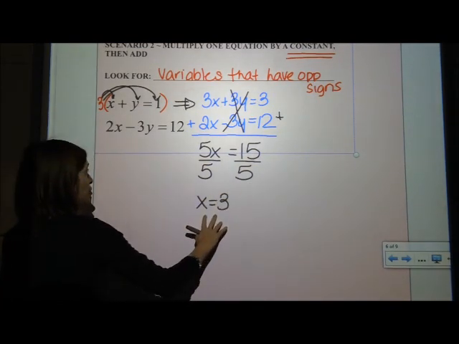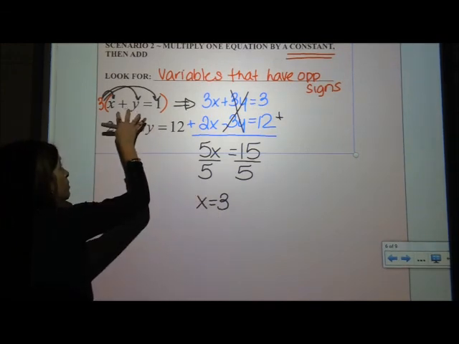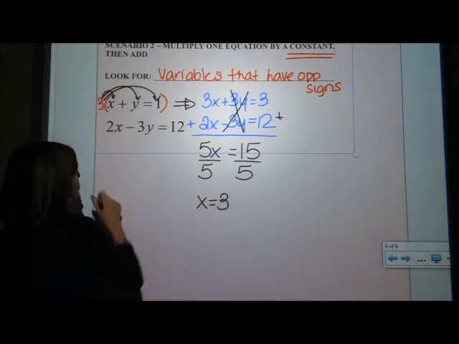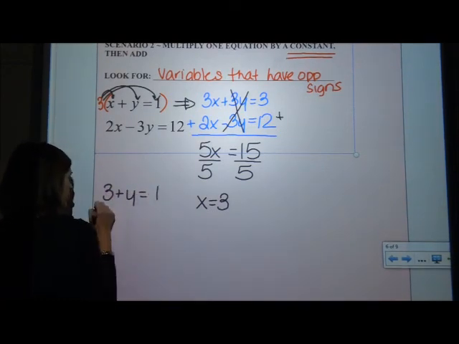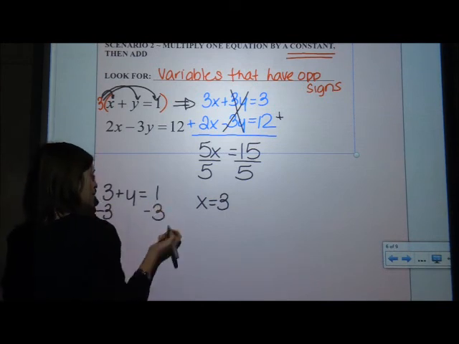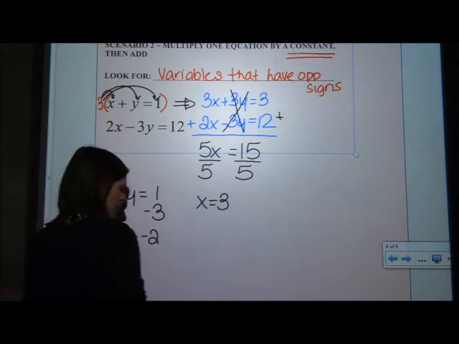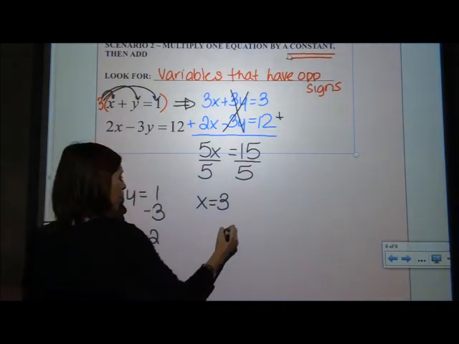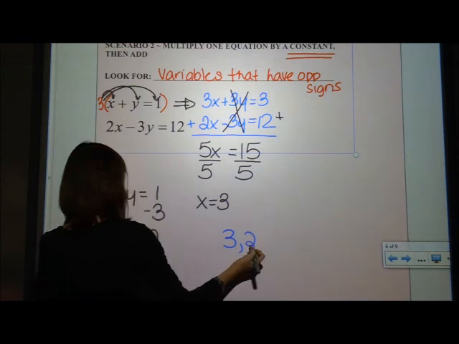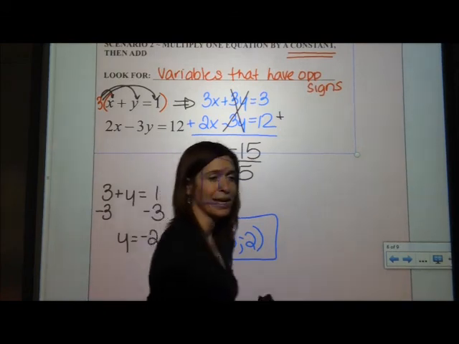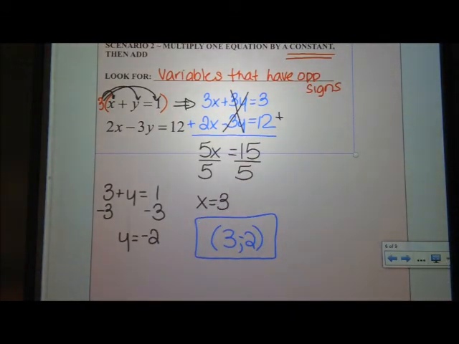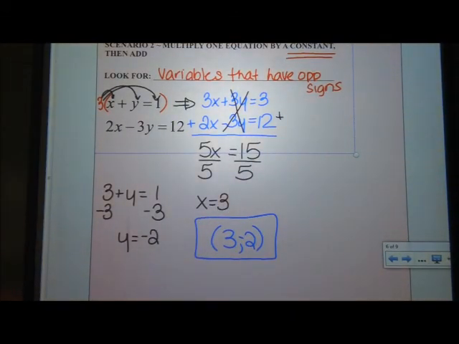I take my x equals 3 and plug it into either equation. The beginning equation is fine, so I'm going to go to the first one, and I'm going to put in 3 plus y equals 1. Subtract 3 from both sides, and I will get y equals negative 2. At that point, I take my x and my y and write them as a coordinate point. And in your mind, I need you to be thinking, that is the point where these two lines intersect. It is also the point that makes both equations true.